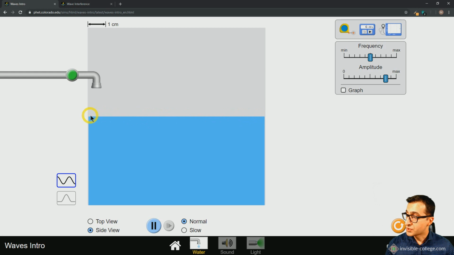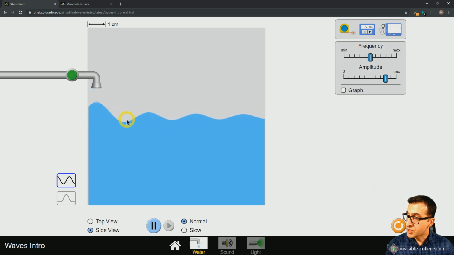So if I reset this, to begin with, the molecules on the surface of this completely still water are not moving. So this would be the average position, this would be the resting position. Now, if I start the molecules at this location into motion, we see that the energy is transferred away from this point in this direction from left to right.